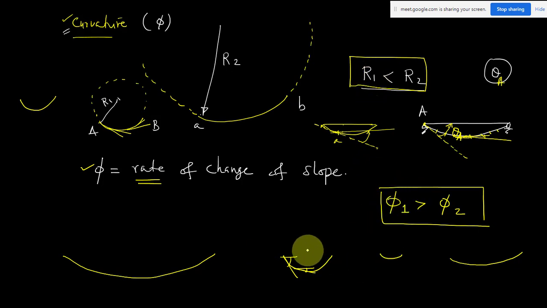That is why we have a relation like this, where curvature is equal to 1 by r. This is the equation for the curvature in terms of your radius. Very simply you can understand from this relation: if r is more, the curvature will be less. If r is less, the curvature will be more. Curvature means the rate of change of slope will be more. So phi, the curvature of the beam, is nothing but the reciprocal of your radius.